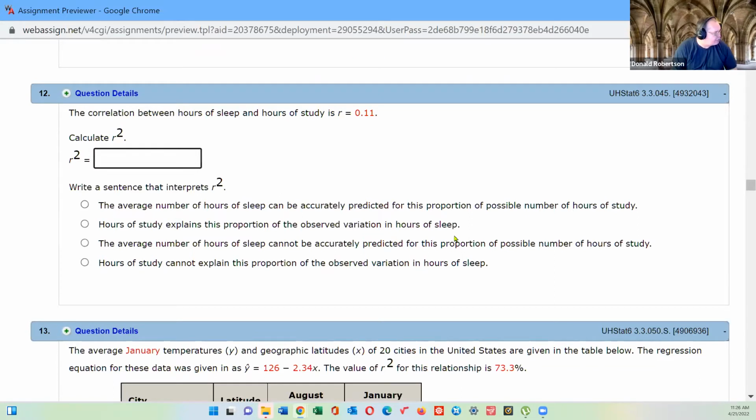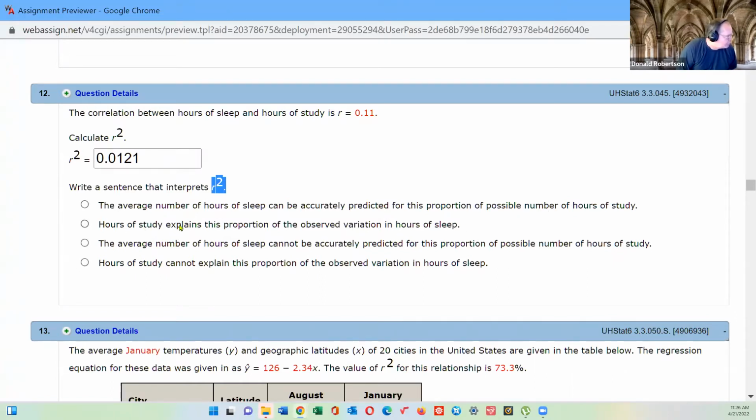Here's a little question that catches people out. It looks very simple. Calculate R squared. Well, if you go 0.11, let me do my calculator, 0.11 squared is 0.0121. And then it says, how do you interpret R squared? Right, the number of hours of sleep can be accurately predicted.